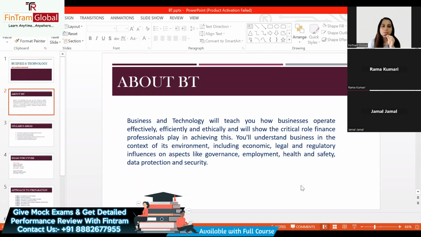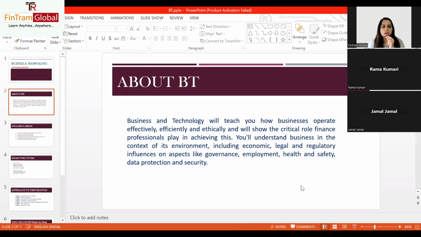You'll be understanding business here in the context of its environment, the legal regulatory framework, influences on aspects like governance, employment, all of that. And whatever you study in BT, when you reach your professional level and you are giving, let's say, your SBL exam, which is Strategic Business Leader, the concepts studied at this level are something you would also see there, of course, in a more detailed manner.